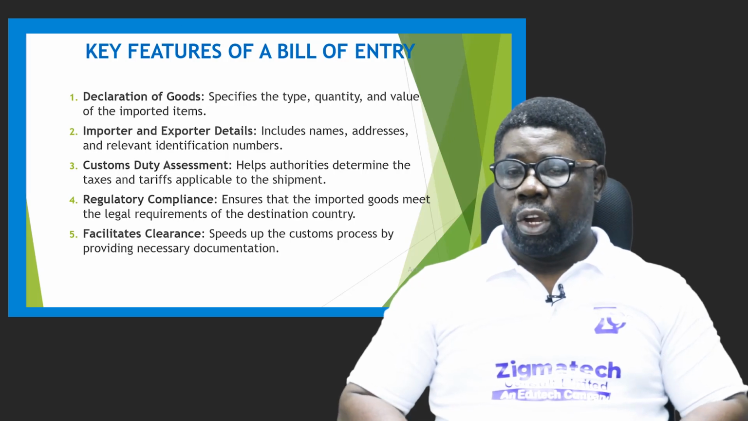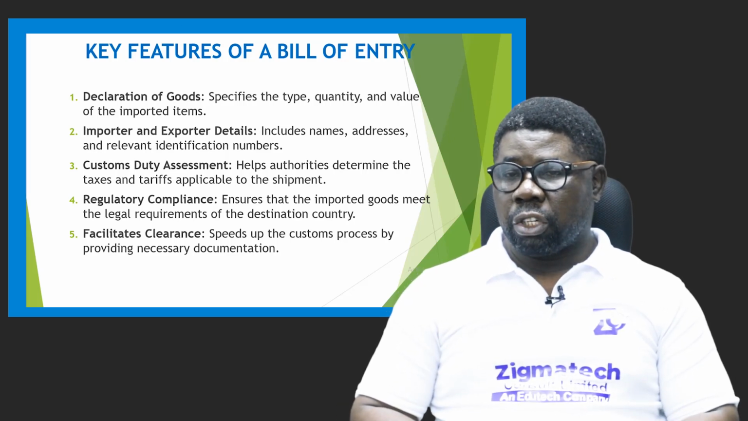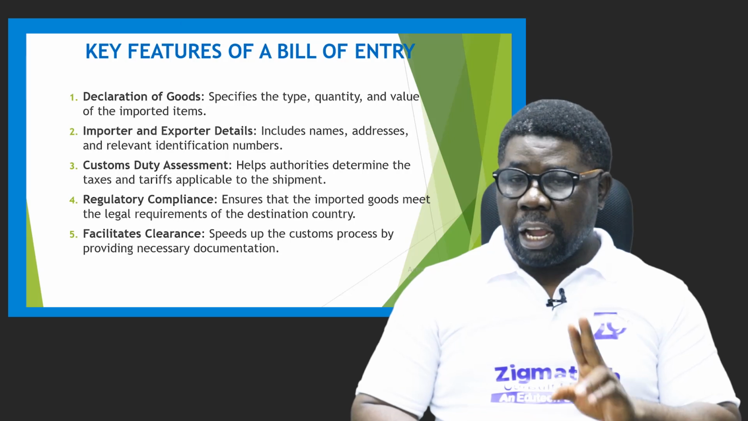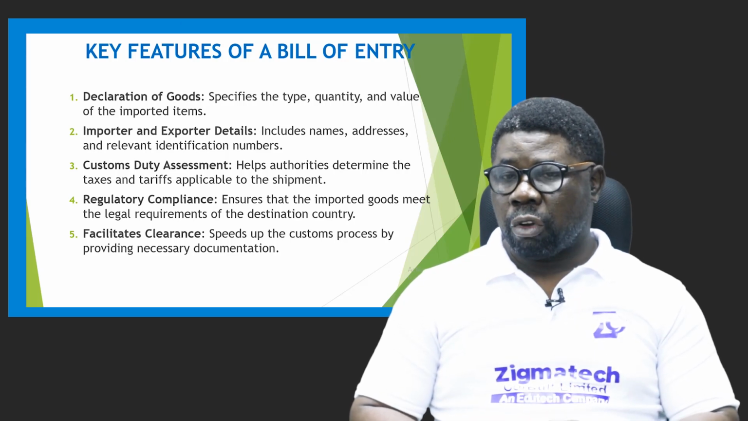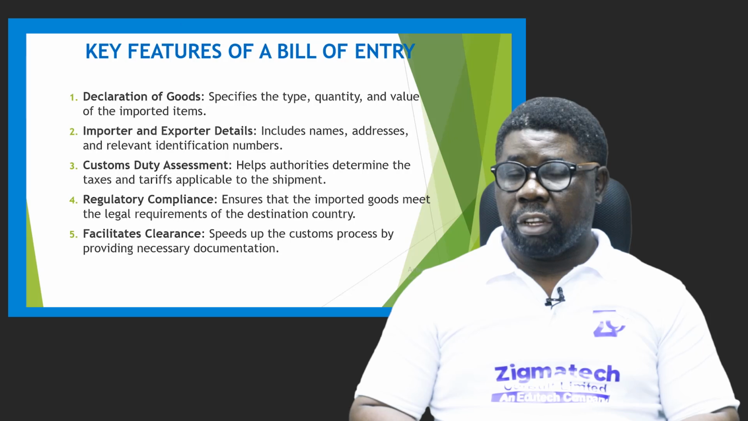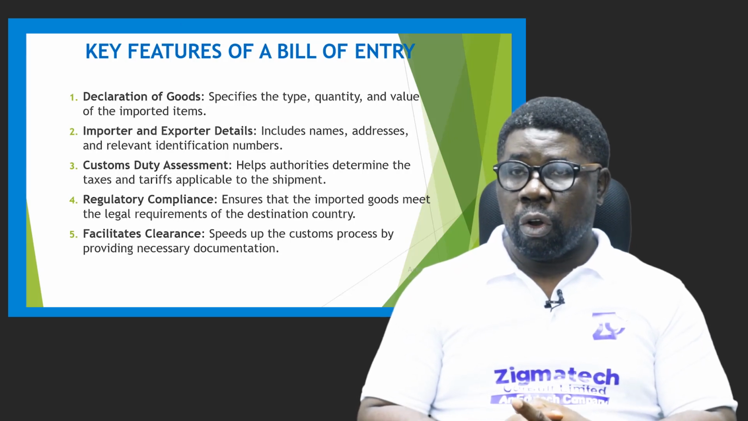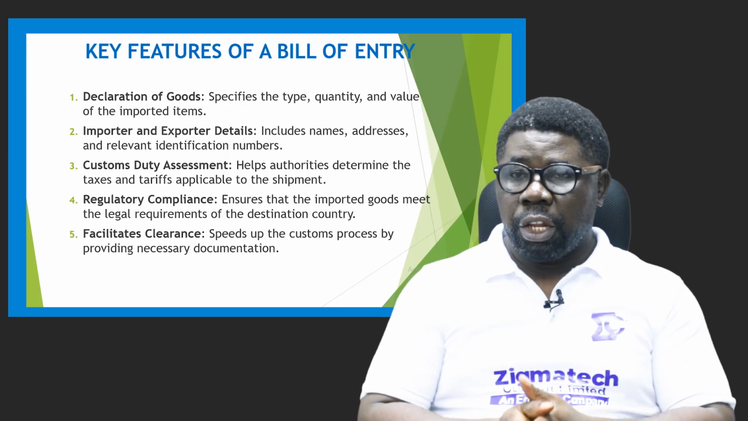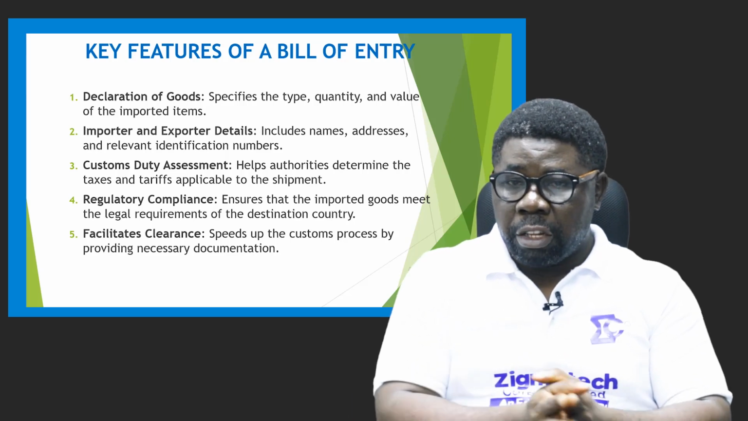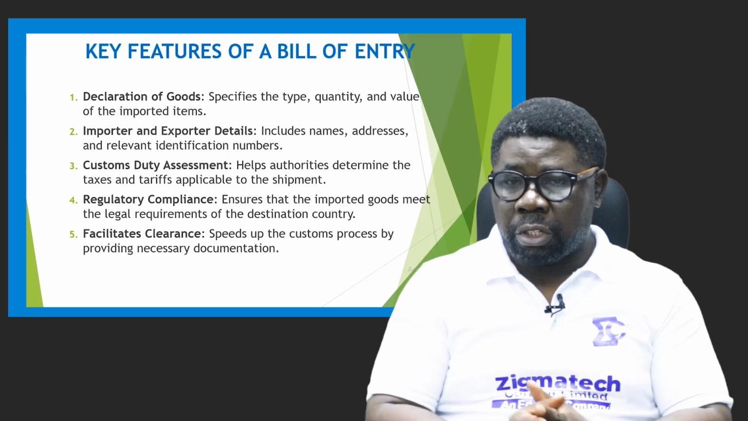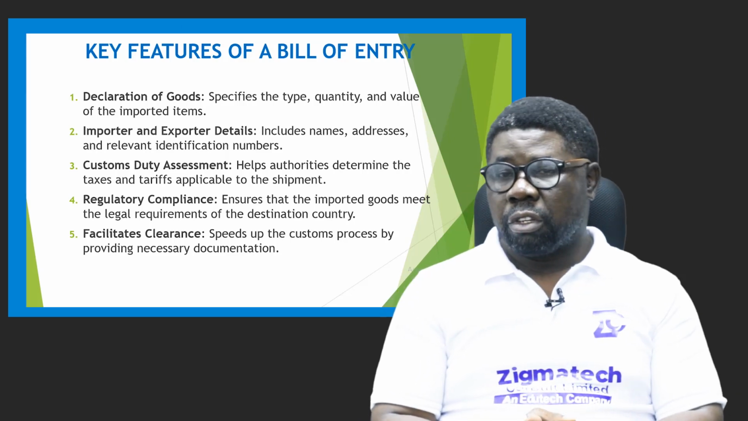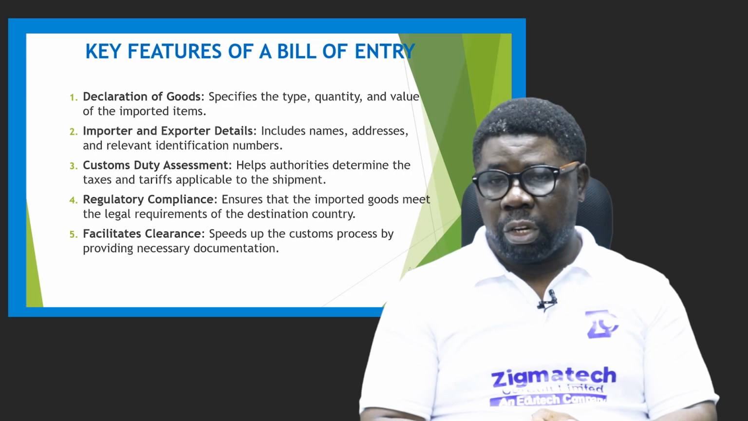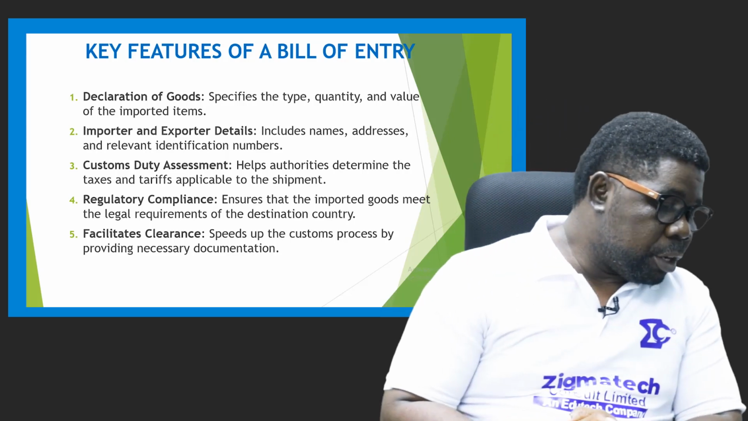All right. Regulatory compliance as well. It ensures that imported goods meet the legal requirements of the destination country. If Nigeria has placed any goods on contraband or embargo, it will be shown in this bill of entry that these goods cannot enter this country because of what? It's under regulation. All right. So if not, they can actually have access, but if they're not, of course, they cannot go in.